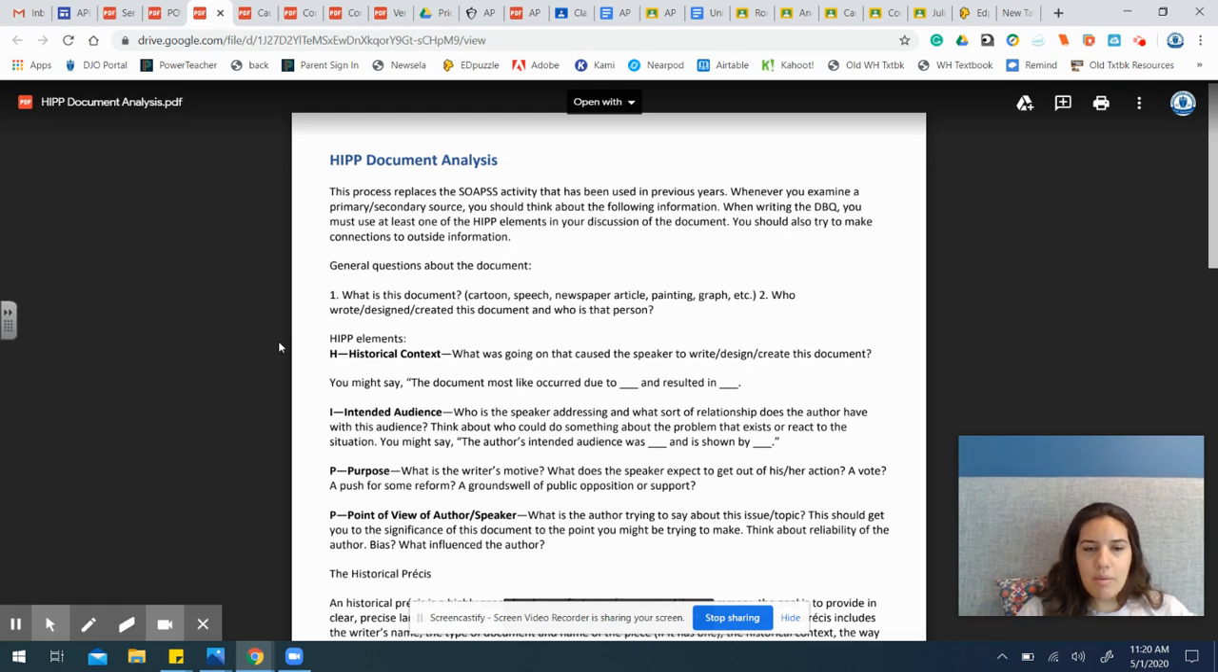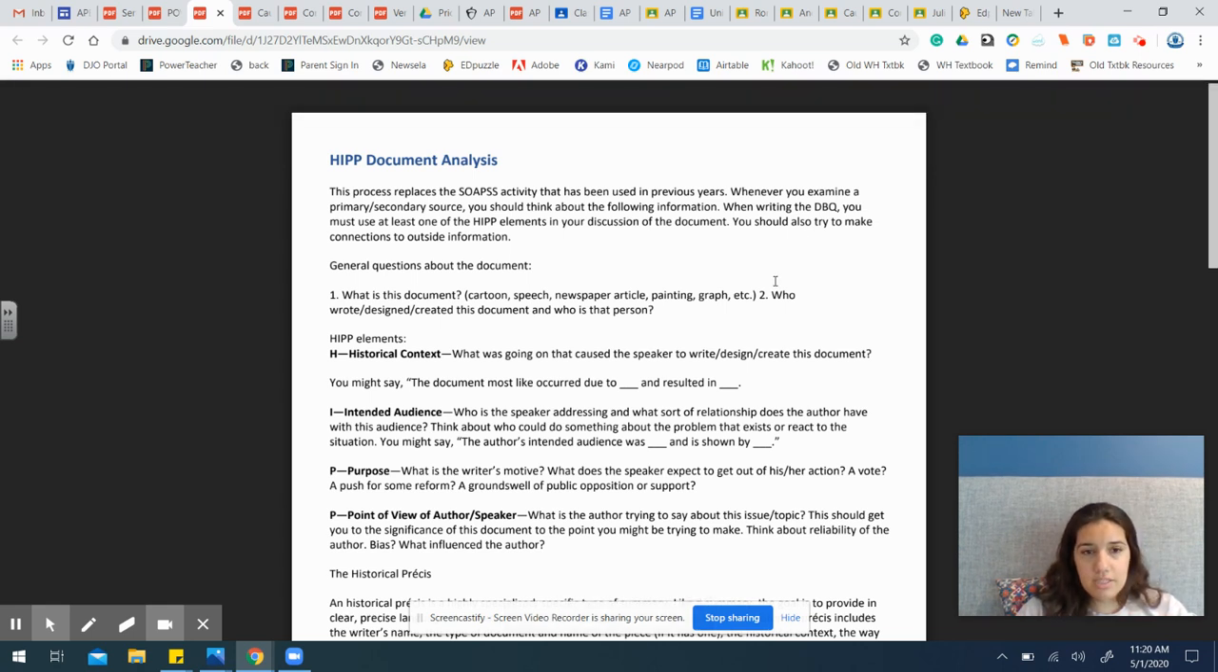So in order to remember the ways that you need to use the documents for your DBQ, there's a couple of different acronyms to help you. We're going to look at HIP. So basically you need to hit your historical context. What was going on that caused the speaker to write or create this document? Your intended audience. Who is the speaker addressing and what sort of relationship does the author have with the audience?